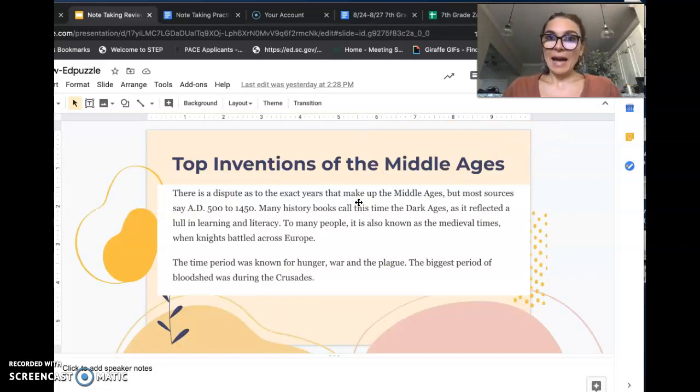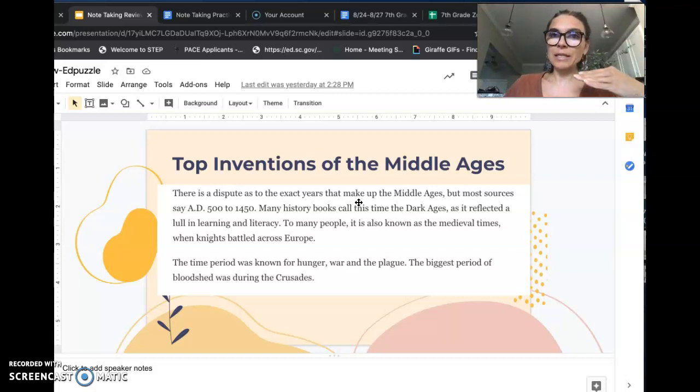So I'm going to look at this passage. I'm first going to read it, and then I'm going to figure out how would I take notes on this. So it says, there is a dispute as to the exact years that make up the Middle Ages, but most sources say AD 500 to 1450. Many history books call this time the Dark Ages, as it reflected a lull in learning and literacy. To many people, it is also known as the medieval times, when knights battled across Europe. The time period was known for hunger, war, and plague. The biggest period of bloodshed was during the Crusades.